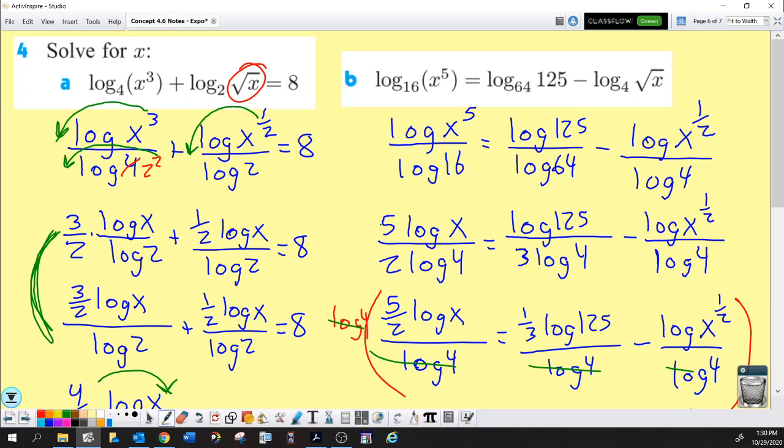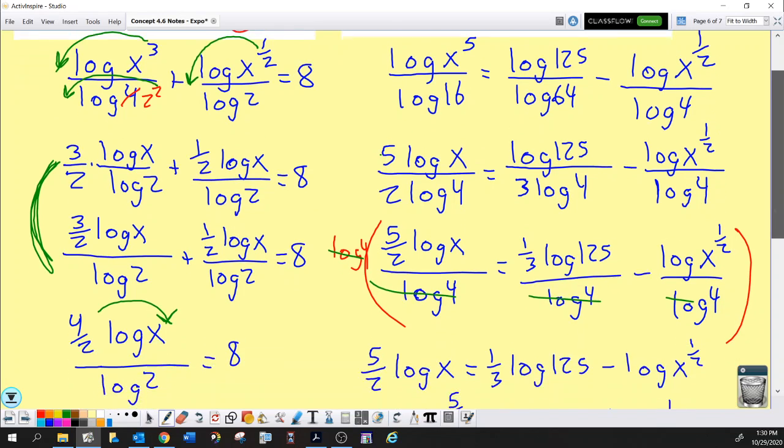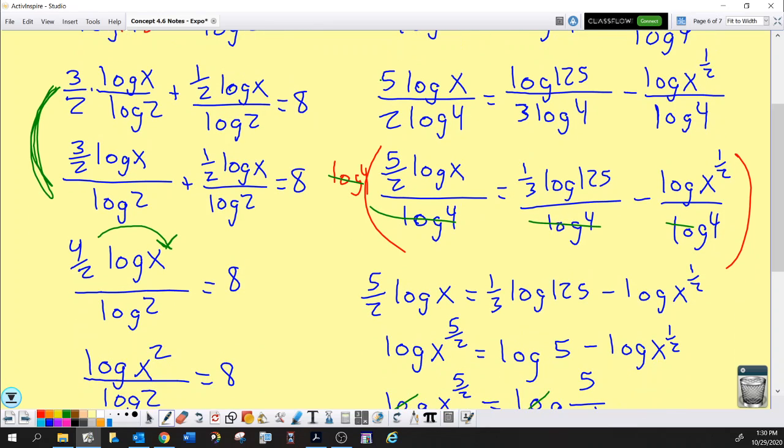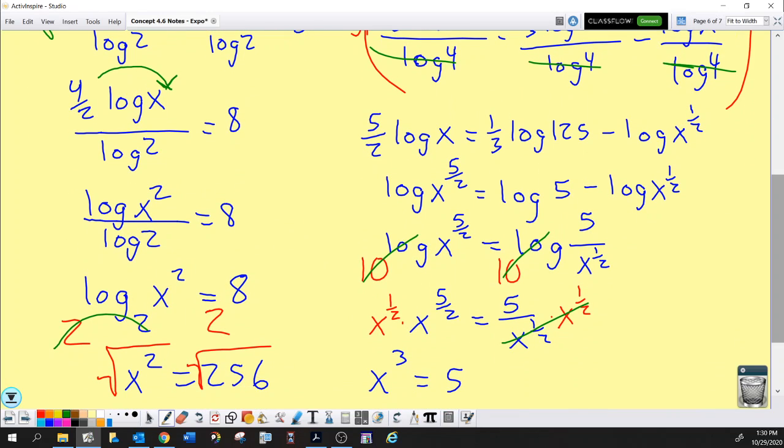The reason why I did that was because all 3 fractions now had a log of 4 on the bottom. So I just multiplied everything by log of 4. And that canceled all of the denominators and left me with a statement that was only in common logs. Is this the only way to do the question? No. It's just the way I thought to do it.